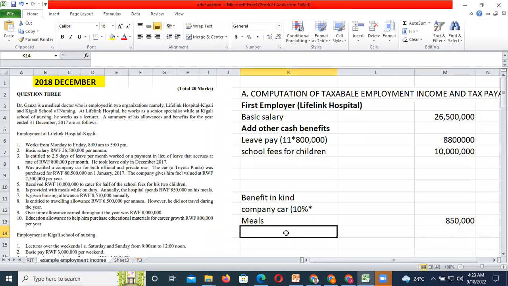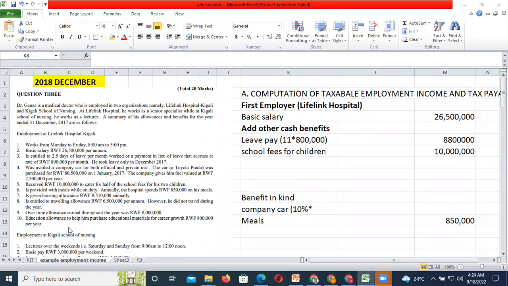Then I go to: he is entitled to a traveling allowance of 6.5. Now the question here did not say whether the traveling allowance is on official duty. If it is on official duty, that money will be exempted. But the question is not very clear here whether it is a normal travel allowance, which makes it a bit challenging to understand in this case. He is entitled to a traveling allowance of 6.5 per annum. However, he did not travel, so it means the money will be taxed in this case. If he traveled, the money would have been used.